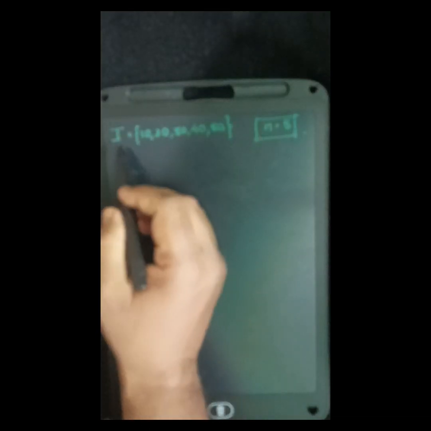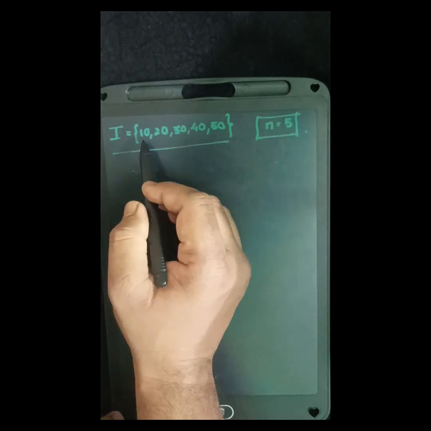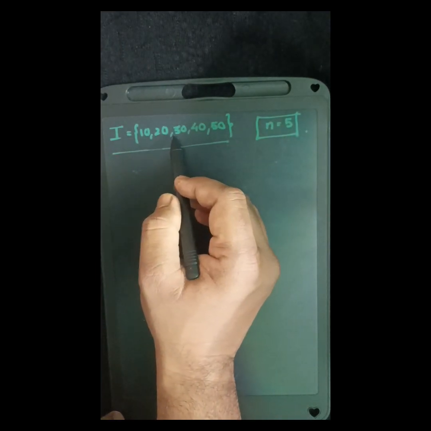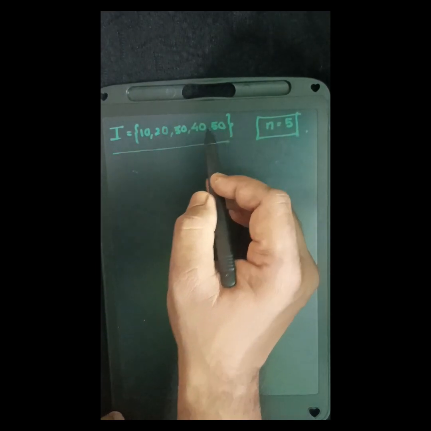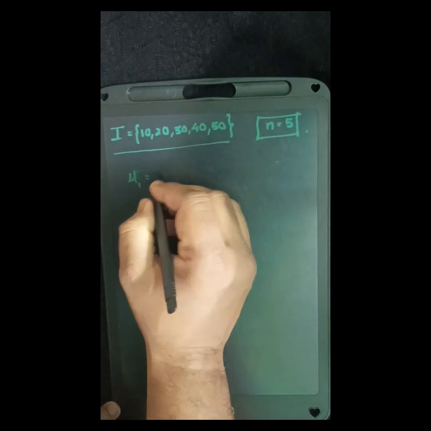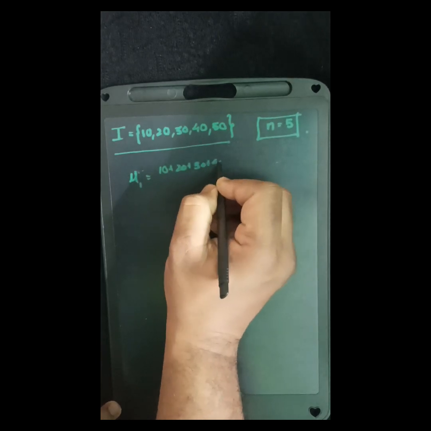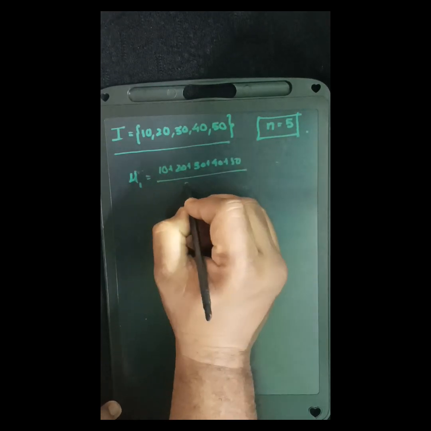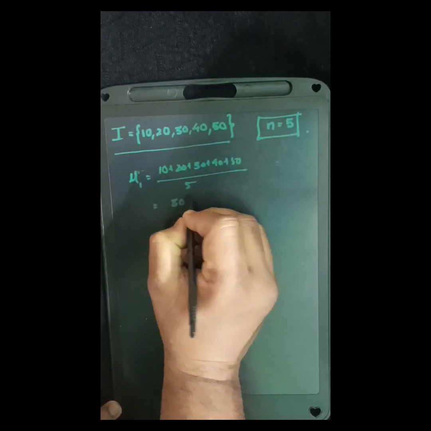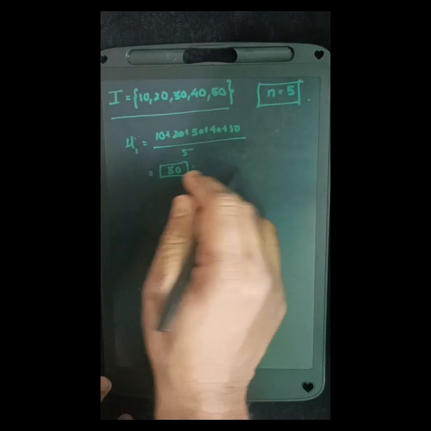We have an initial data set of 5 elements: 10, 20, 30, 40, 50. So let us calculate the mean, which is 10 plus 20 plus 30 plus 40 plus 50, divided by 5, which equals 30. So here the mean comes out to be 30.